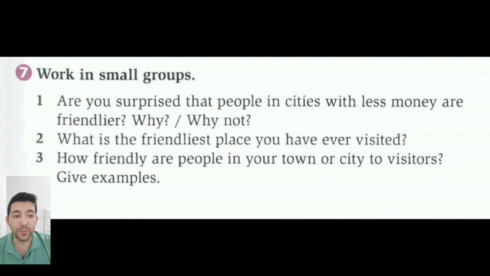Work in small groups. Question 1. Are you surprised that people in cities with less money are friendlier? Why? Or why not? Question 2. What is the friendliest place you have ever visited? Number 3. How friendly are people in your town or city to visitors? Give examples. I'm looking forward to your answers in the comment section.